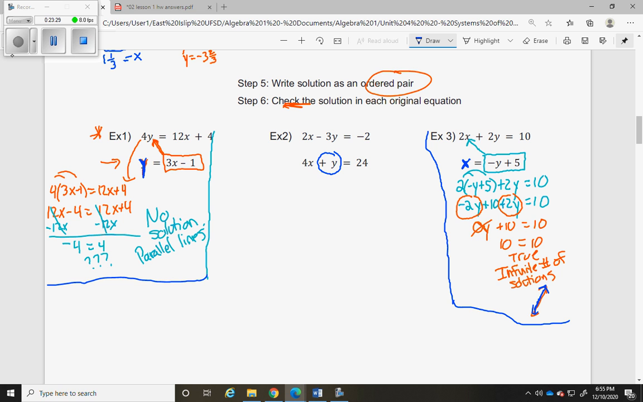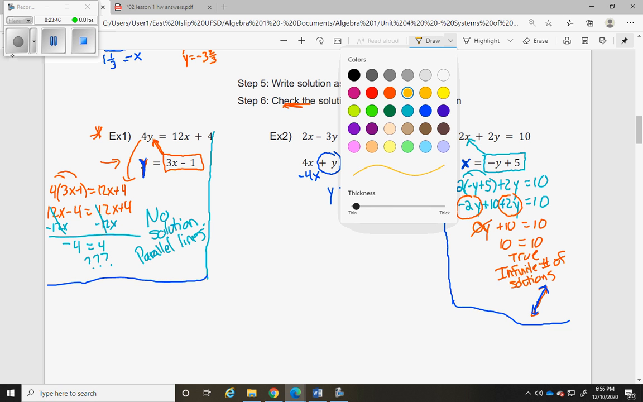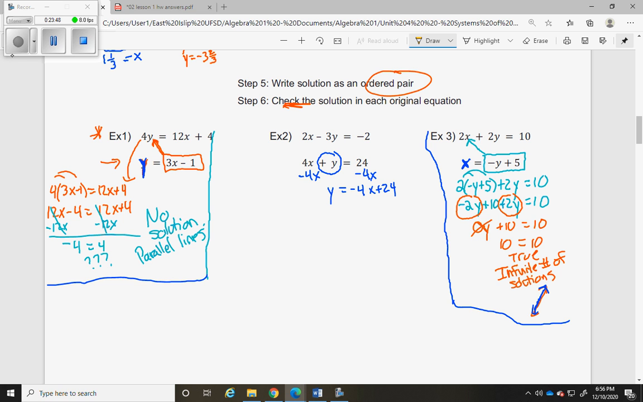I want to solve the second equation for y because it's the easiest thing to do. All I have to do is subtract 4x from both sides, and I get y equals negative 4x plus 24, and I can say, done, I found my substitute. My substitute is negative 4x plus 24. And that substitute will go in place of y in the other equation.